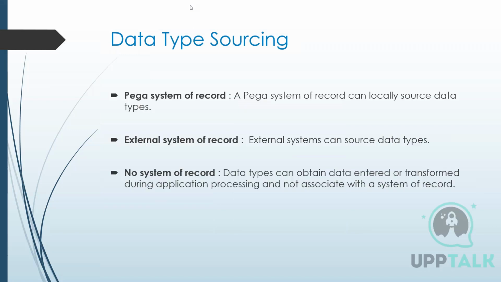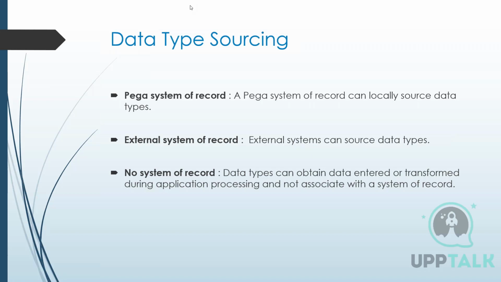If I talk about each one of them, Pega SOR is like a local data source, which is within the application. So all your tables, all your data, everything will be available within the application. External system, probably by the name itself, we can identify. Here the data is not a part of your application. Rather, it is coming from somewhere else. It could be another application or another simple data source or whatever, from which I am getting the data. Then no system of record.